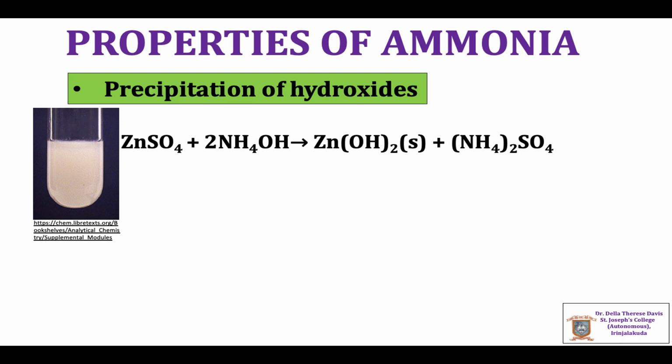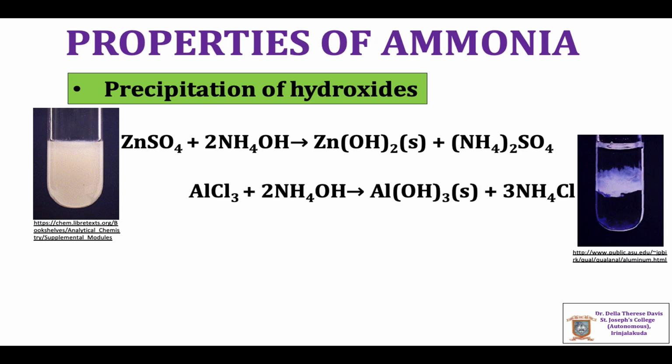As a weak base, ammonia precipitates the hydroxides of many metals from their salt solution. For example, if we treat zinc sulfate with aqueous ammonia, that is ammonium hydroxide, zinc hydroxide, a white precipitate is formed. Similarly, a white gelatinous precipitate of aluminum hydroxide is precipitated when aluminum salts like aluminum chloride is treated with ammonium hydroxide.